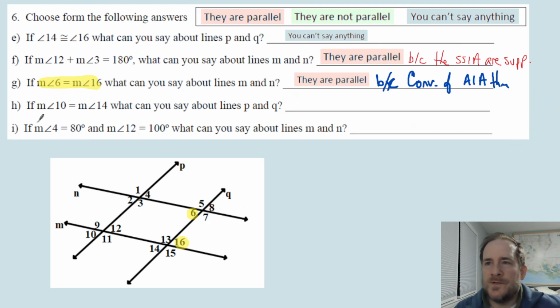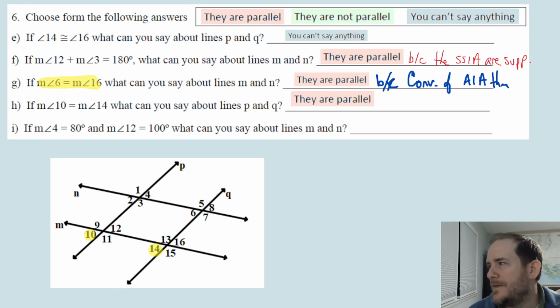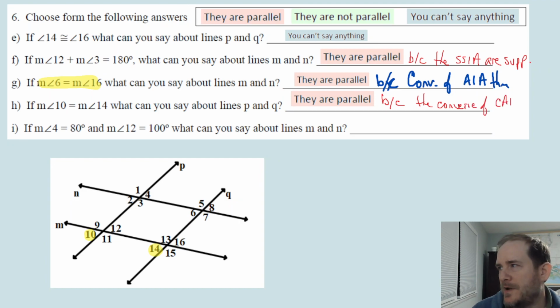Okay. So now they're talking about 10 and 14. And they're saying they're congruent. So 10's over there, 14's there. Good, those are corresponding angles. So the fact that they're congruent means that yes, we are parallel. And the angle pair that they gave us, 10 and 14, is corresponding. So you can say these guys are parallel because why? So they are parallel because of the converse of the corresponding angles postulate.